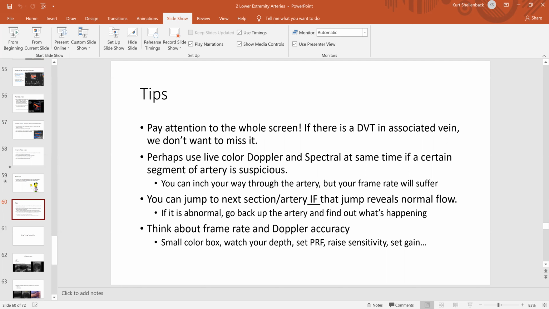I saw a guy do that and he got fired because it wasn't the first mistake he made. He made lots of mistakes. Here he is doing an arterial exam and there's a gigantic DVT and he misses it. The guy was an idiot.